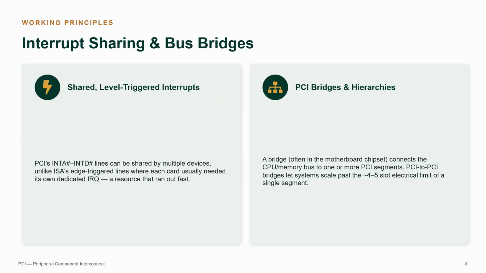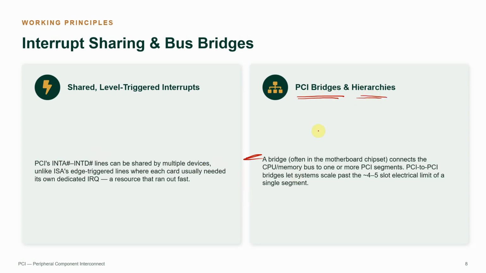And the major problem which we were facing in the case of ISA or EISA was interrupt sharing and bus bridges. In ISA I had edge triggered interrupts, but PCI's INTA to INTD lines can be shared by multiple devices. I can have multiple devices sharing the same interrupt lines, unlike ISA edge triggered lines, where each card was using a separate dedicated IRQ line, which was running out of resources when the number of cards increased. And we are going to have PCI bridges and hierarchies.